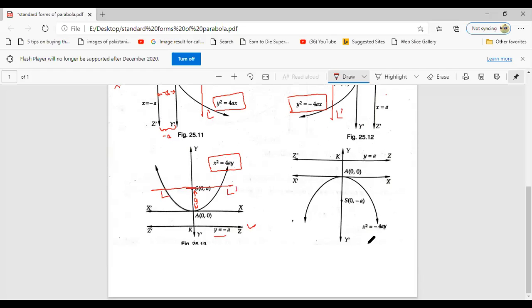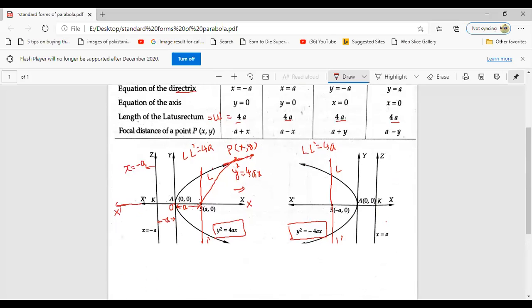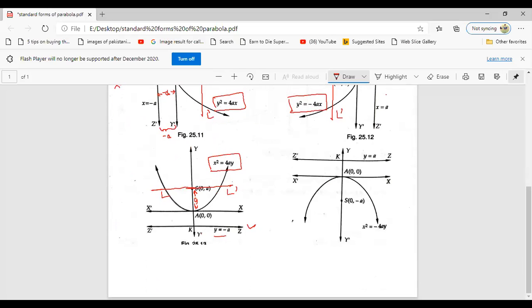And in every case, L dash is 4a. You can see this, this one, 4a. Latus rectum is in each case 4a. The length of latus rectum is 4a only. The focus and equation of directrix are changing.